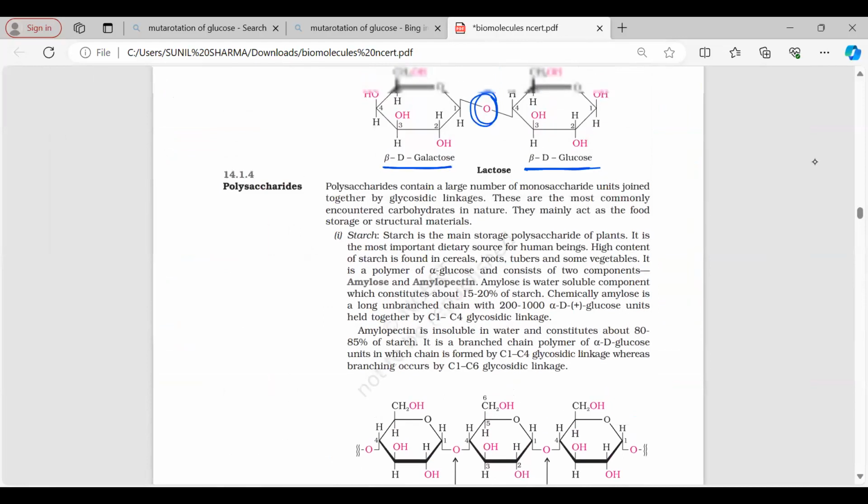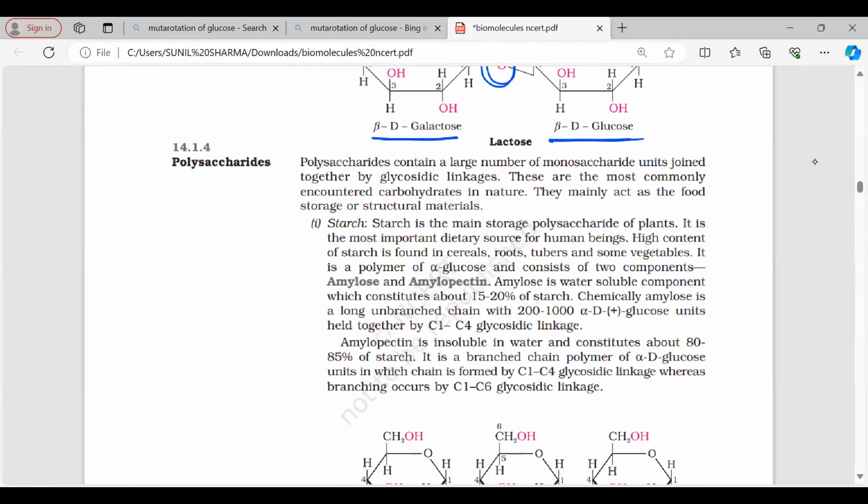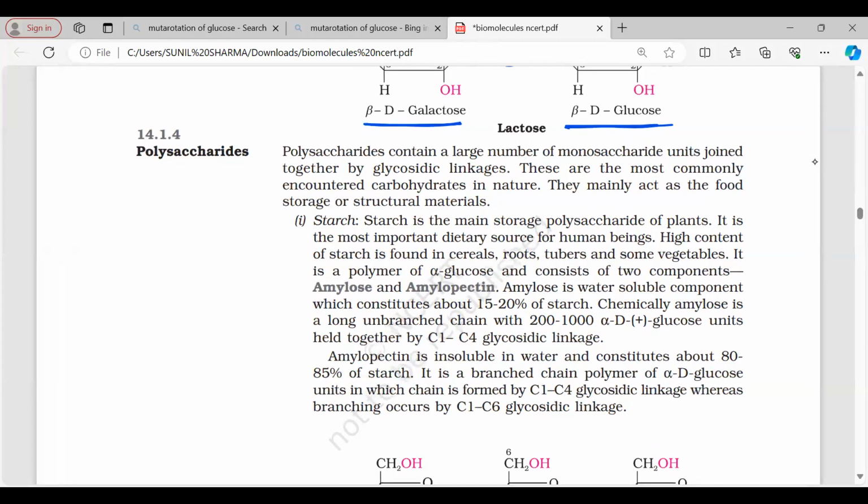So now we start with polysaccharides. What do you know about polysaccharides? Polysaccharides are the carbohydrates which on hydrolysis give a large number of monosaccharides. ठीक है. So let us start with the first one. What is the name of the first? Starch. Now starch is the main storage polysaccharide of the plants.